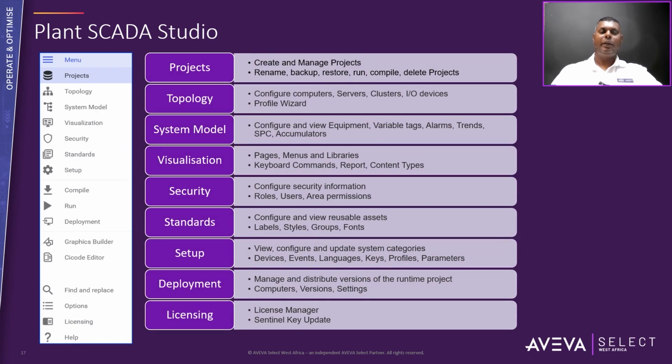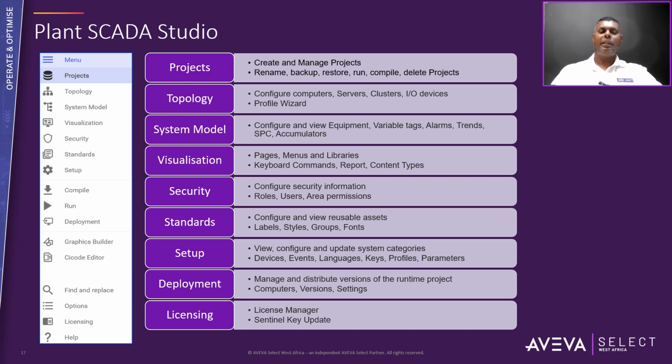On this slide, we look at the different Plant SCADA activities. The projects activity allows you to create and manage your projects. Project activity also lists all your projects. You can rename, backup, restore, run, compile, or delete a project in this activity. The topology activity allows you to configure computers, clusters, I/O devices, or run the profile wizard.